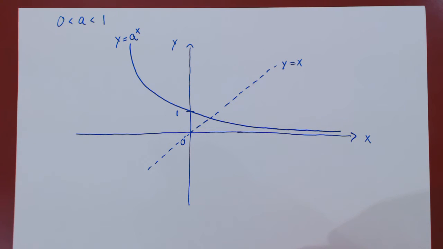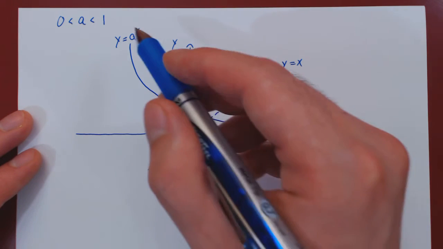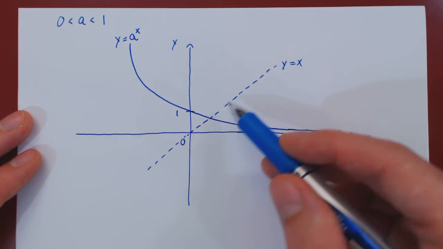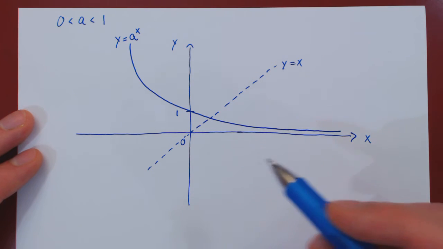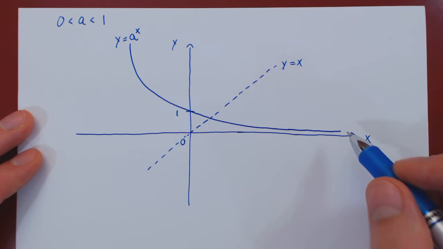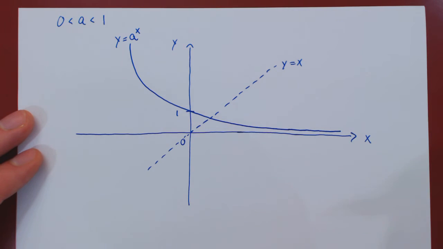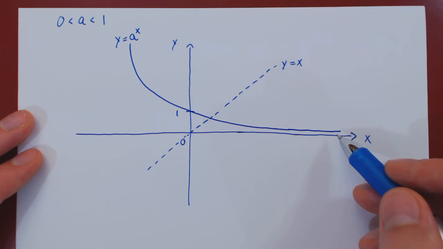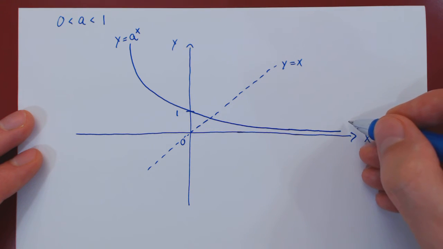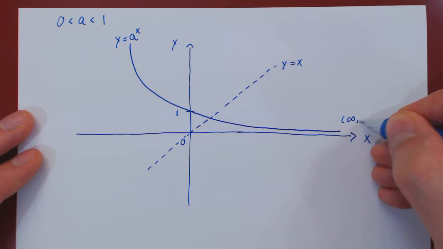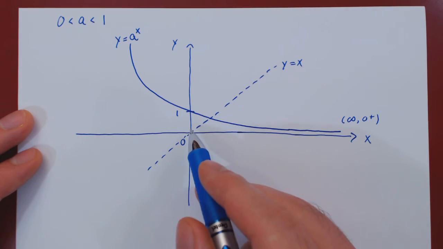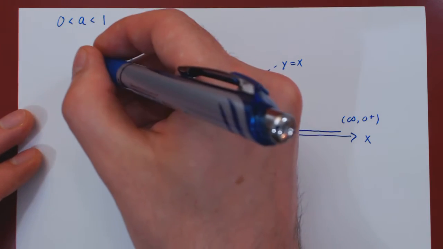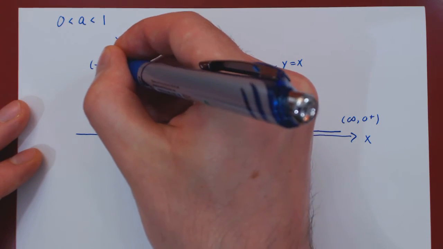And by definition, since the logarithmic function is the inverse of the exponential function, we simply have to reflect this curve about the line y equals x. So let's look at the 2 points at infinity, to the right and to the left, to help us out. When x goes to positive infinity, y goes to 0 from above. So for the exponential we have infinity, 0 plus. And when x goes to negative infinity, y goes to positive infinity. So we have here negative infinity, infinity.